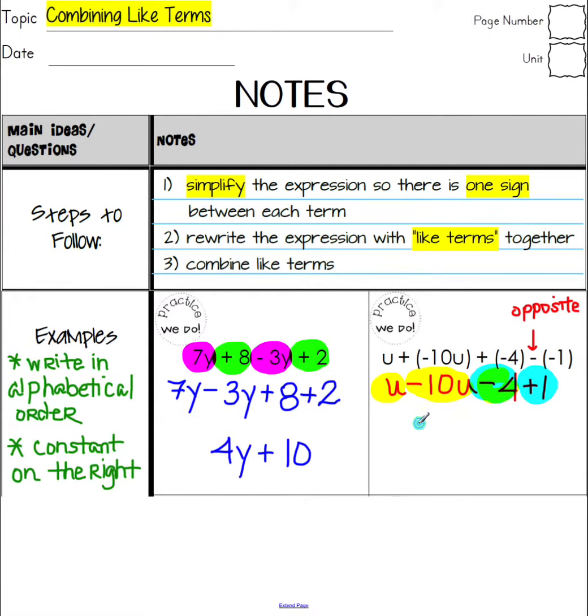So u minus 10u, and remember that if there isn't a coefficient in front of a variable, that's the same as a 1 there. So 1u minus 10u. So 1 minus 10 is negative 9u. And negative 4 plus 1 is negative 3. So these are not like terms, so we have simplified this expression.